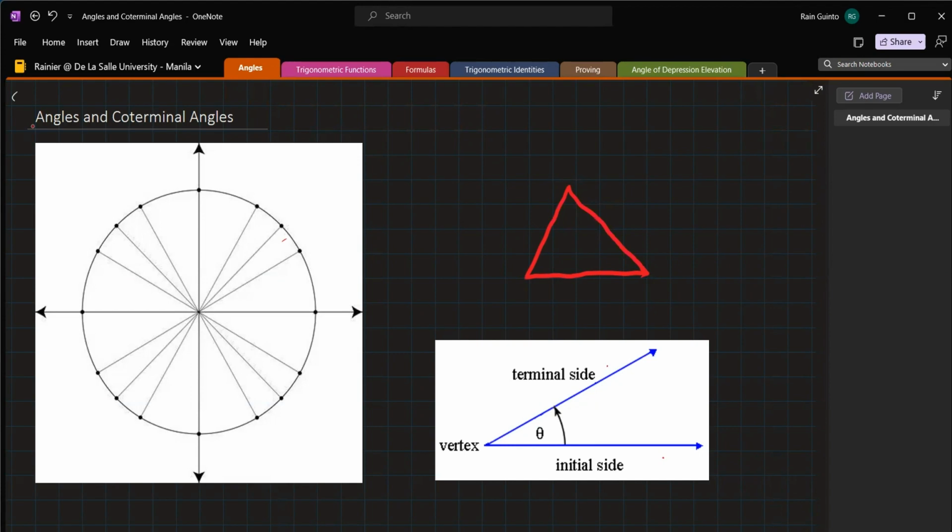Their point of intersection is called the vertex, but that is not much of our concern. Our concern is the measurement formed by such an intersection. This is the angle, and it is usually denoted by theta. Angles can be expressed in two forms. An angle can be expressed in radians and degrees.